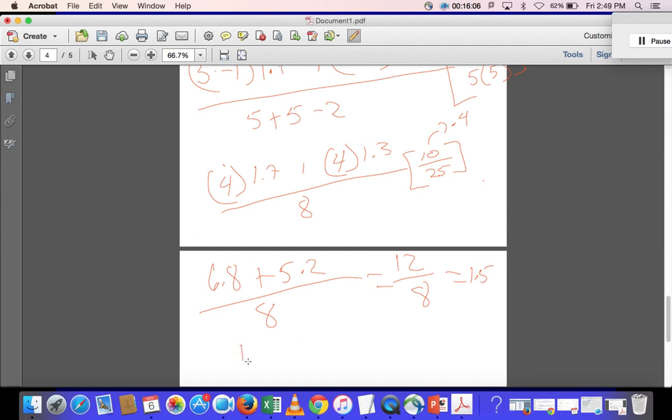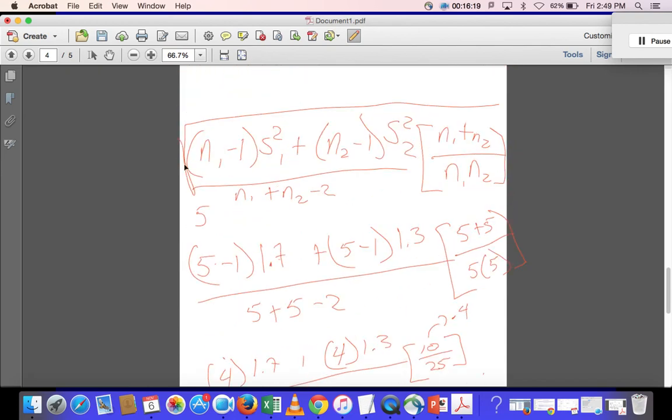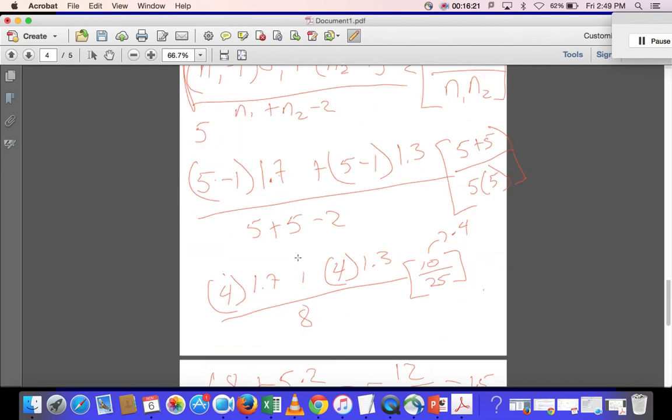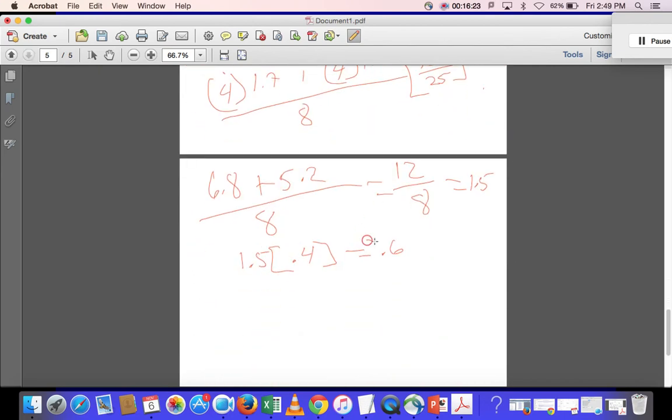So now 1.5 times 0.4 will now give you a value equal to 0.6. Now remember, you still need to do your square root because we still have that portion of our denominator. So we need to now take the square root of 0.6, and that will give us a value of 0.77. So in other words, this is our estimate for error variance for our t statistic.